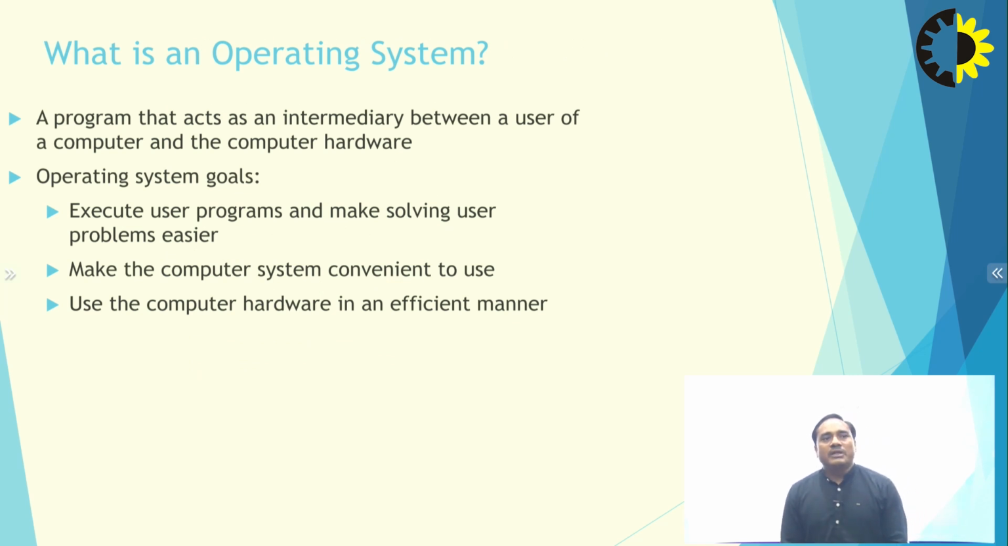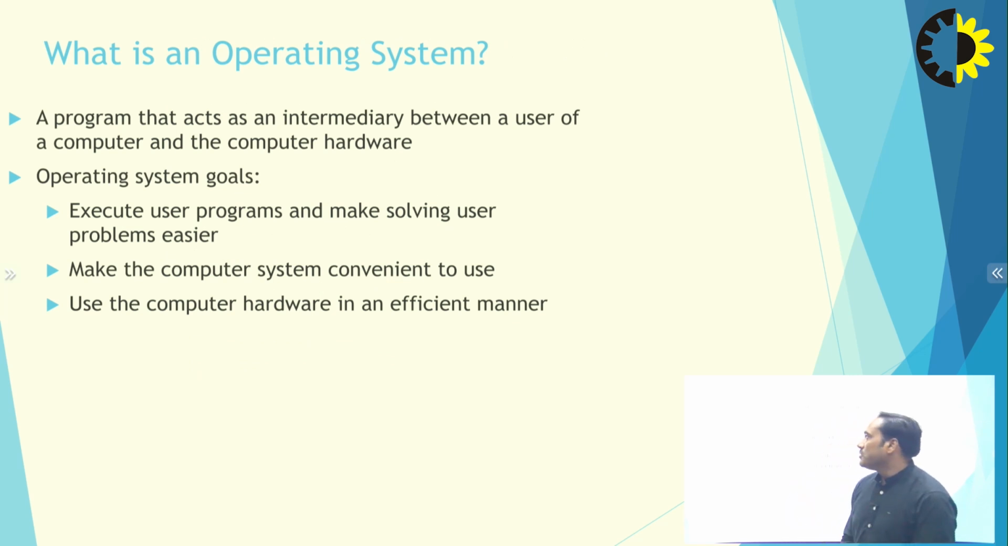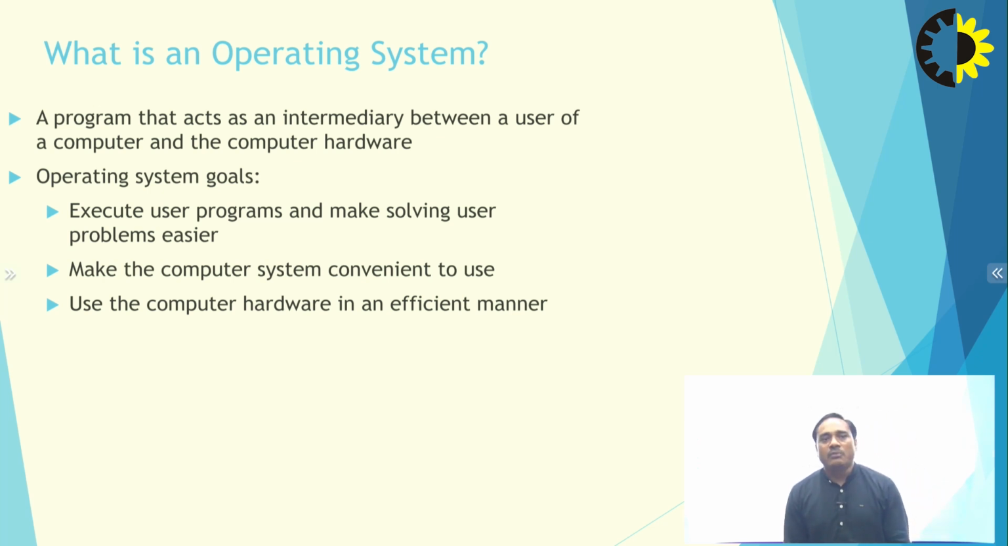So what is an operating system? If we discuss what an OS is, it is a program that acts as an intermediary between the user and the computer. That is called the OS. So the operating system is an intermediate platform through which we do the operation. It sits between the user and the hardware.